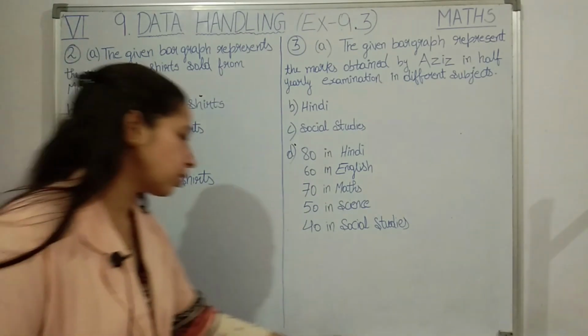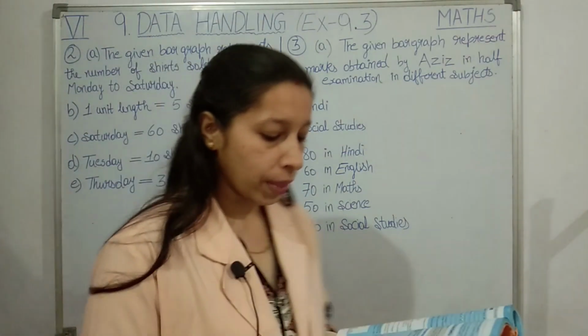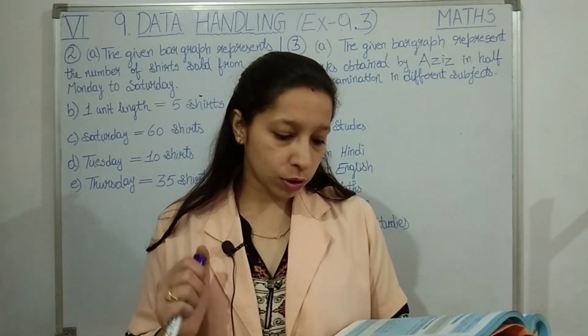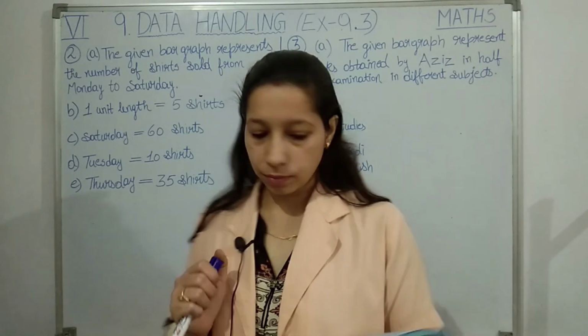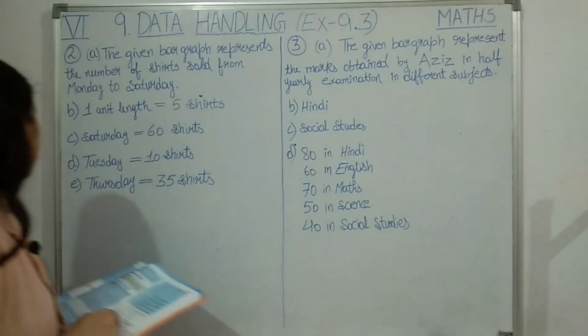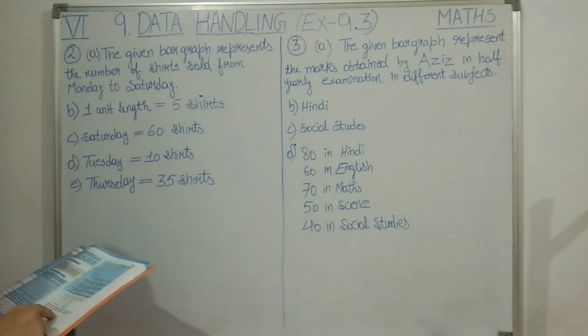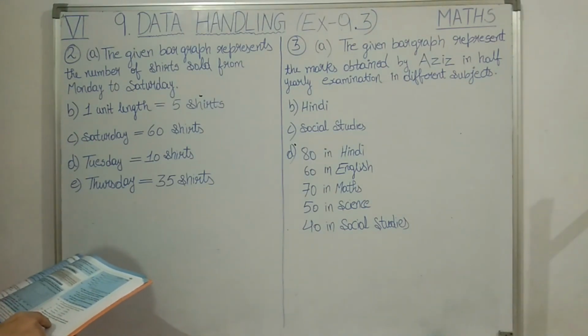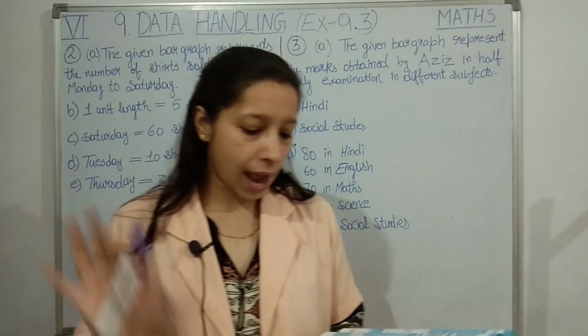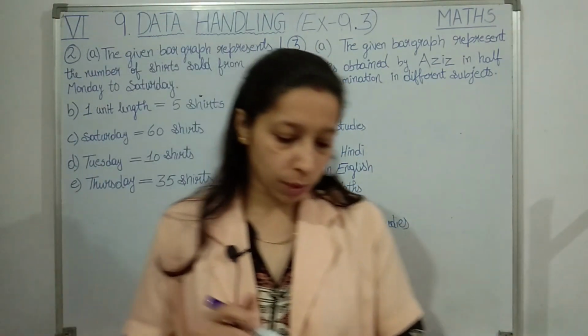Now let us see the next question, question number 3, students. So observe this bar graph. Okay, one more question was there na. A, B, C, D, E. Yeah, sorry. I got confused. Okay, only up to E point, and we have done. Now let us start the question number 3.